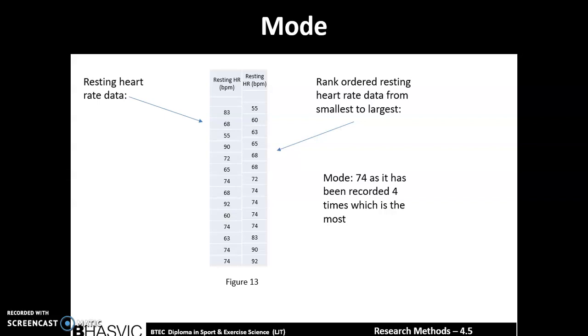Next we have the mode. The mode is used as a way for the researcher to establish the most frequently recorded piece of data within their study. This particular method of describing statistics can be used for a study regarding a variety of types of data, such as categorical, ordinal, and discrete.